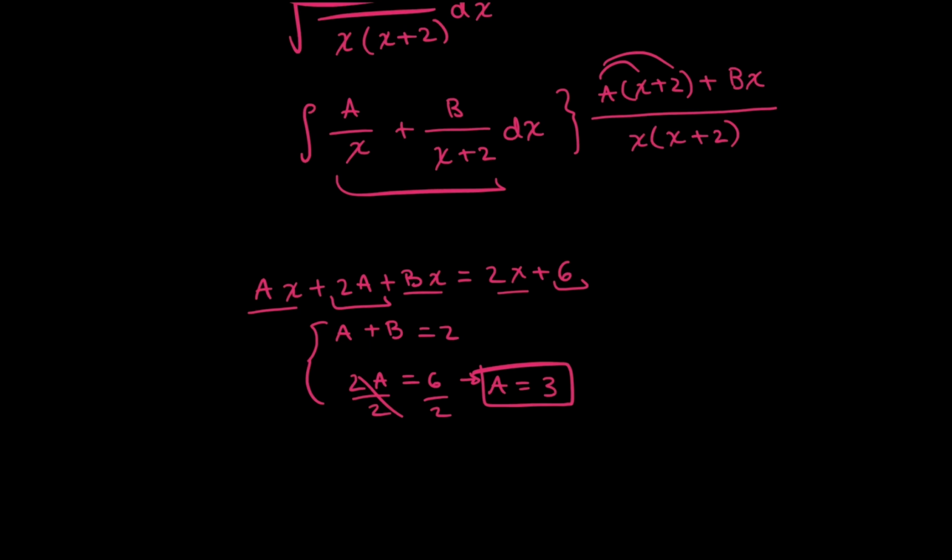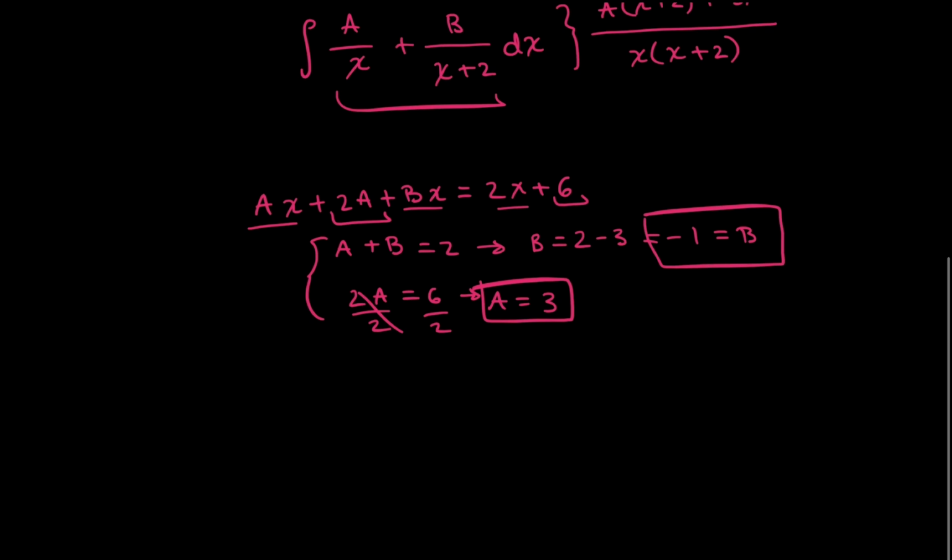Now that I found a, I can immediately substitute it into the first equation. So b is going to be equal to 2 minus 3, which is negative 1. So I found my two constants. All I have to do now is plug them back into my decomposed form. So I have a is 3 over x.